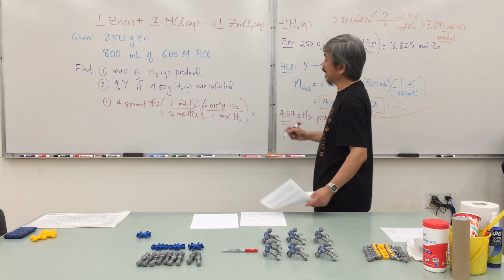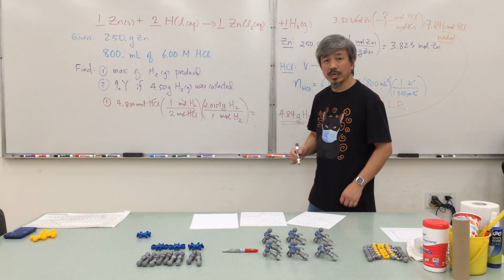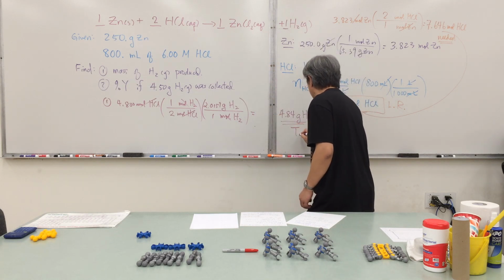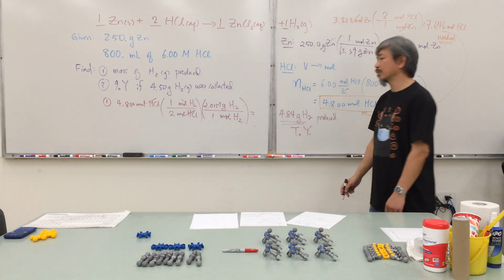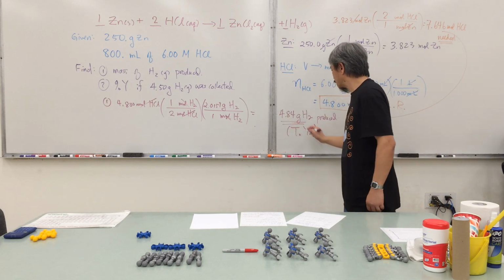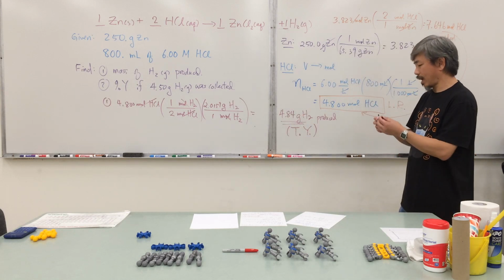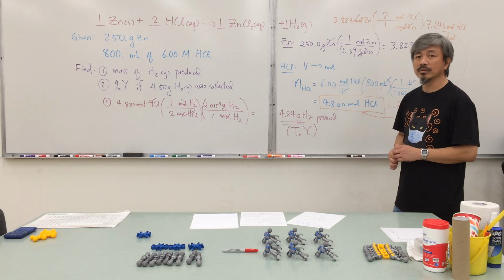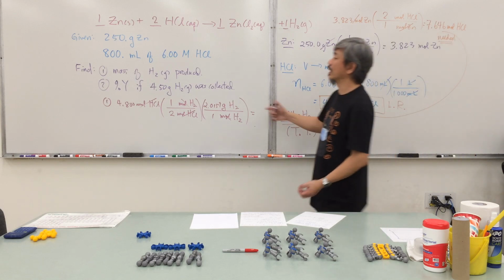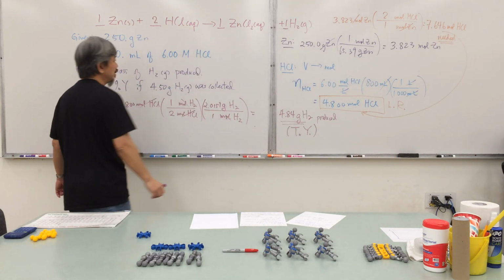This is now what I calculated using my stoichiometric calculation. So this is now my theoretical yield. That's my theoretical yield right here. So I predict that I should be able to get 4.84 grams of H2 from this reaction. Of course, the reality is I don't quite get that much. I only get about 4.50 grams.